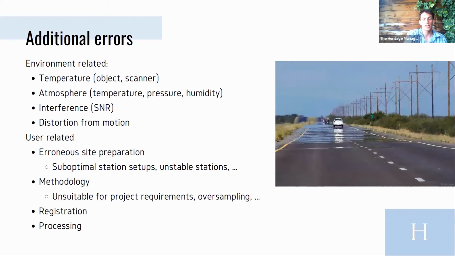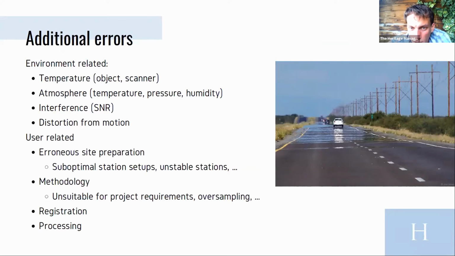And then next to the instrumental errors, you will also experience some additional errors related to the environment, especially in very hot environments where there are a lot of temperature gradients between, for example, a ground surface and the air on top of it. Then you will have these air deviations. In this case, I forgot the name of this, but it's actually distortion of your light signal. So the temperature, atmospheric deviations, interference, distortion by motion.